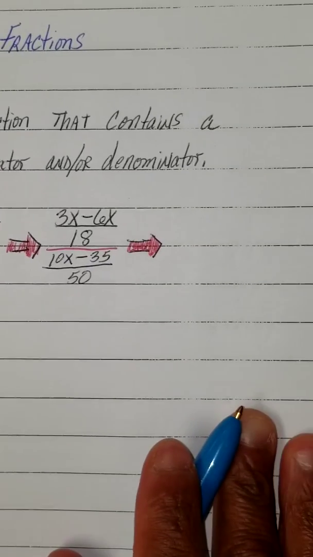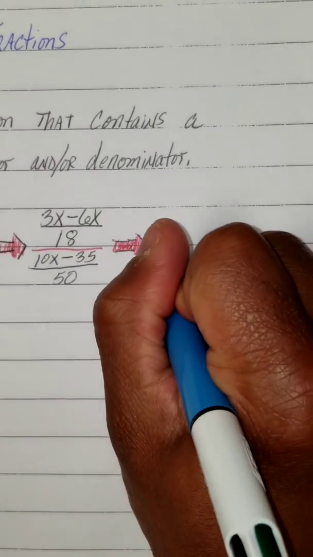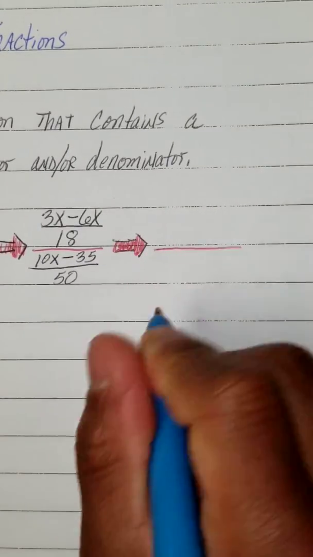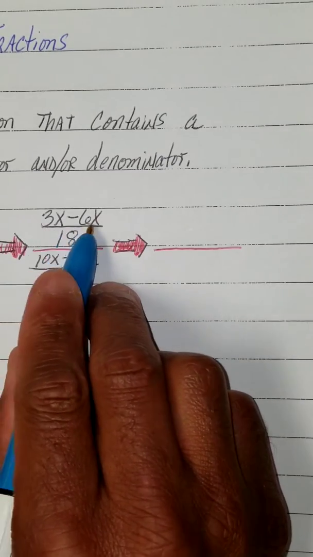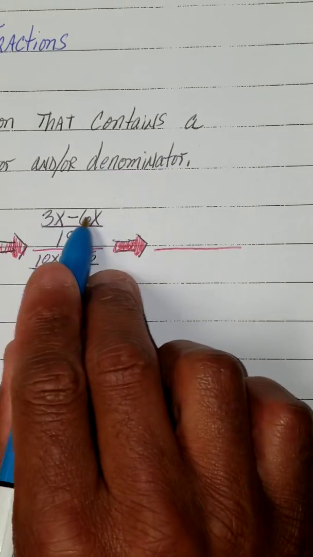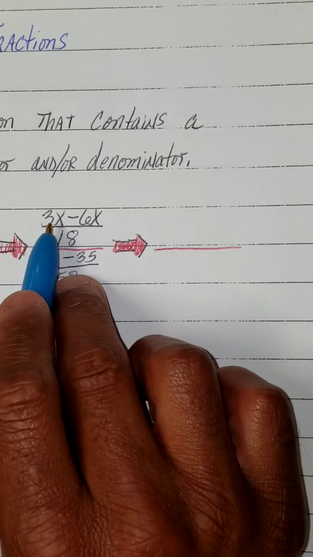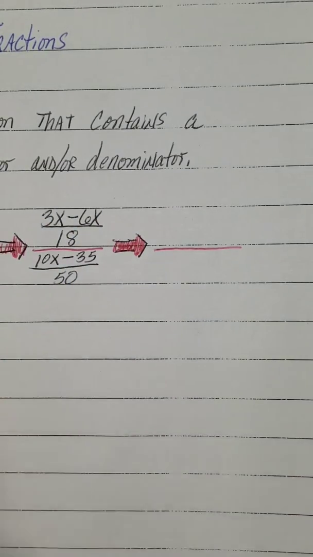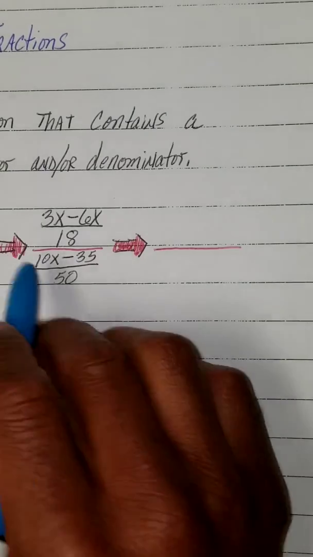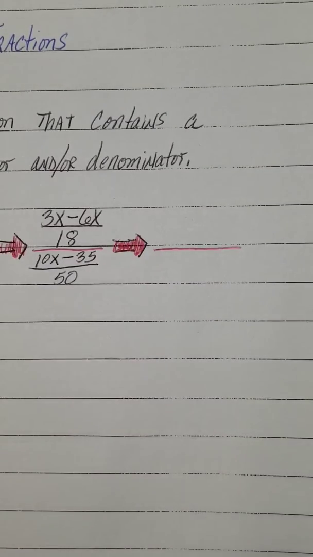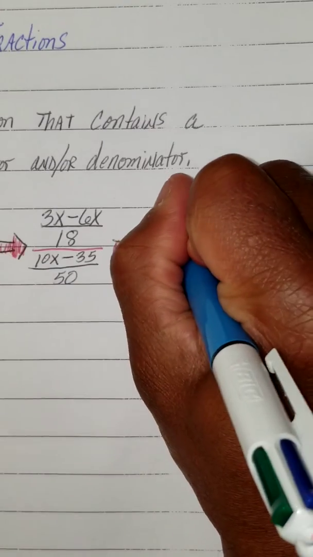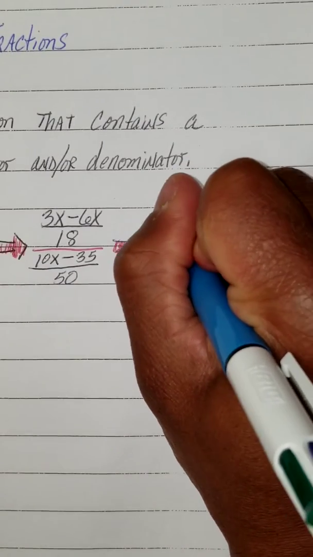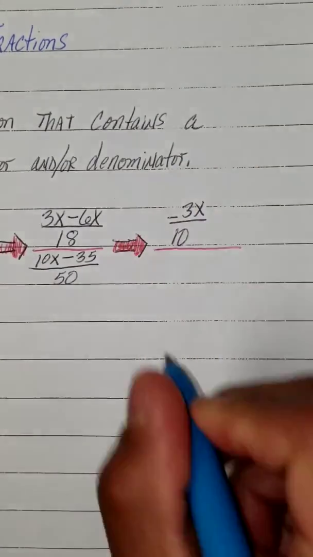I'm going to move over now to see my next step. Here I have a common factor in my numerator and denominator. Well, first I need to simplify my numerator. My numerator here is 3x minus 6x. This is going to give me a negative 3x over 18.